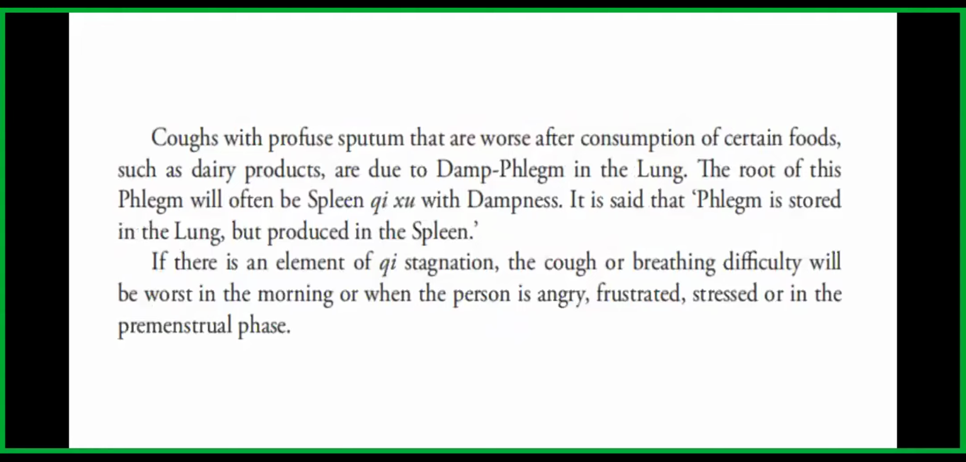Coughs with profuse sputum that are worse after consumption of certain foods, such as dairy products, are due to damp phlegm in the lung. The root of this phlegm will often be spleen qi deficiency with dampness. It is said that phlegm is stored in the lung, but produced in the spleen. If there is an element of qi stagnation, the cough or breathing difficulty will be worse in the morning or when the person is angry, frustrated, stressed, or in the premenstrual phase.